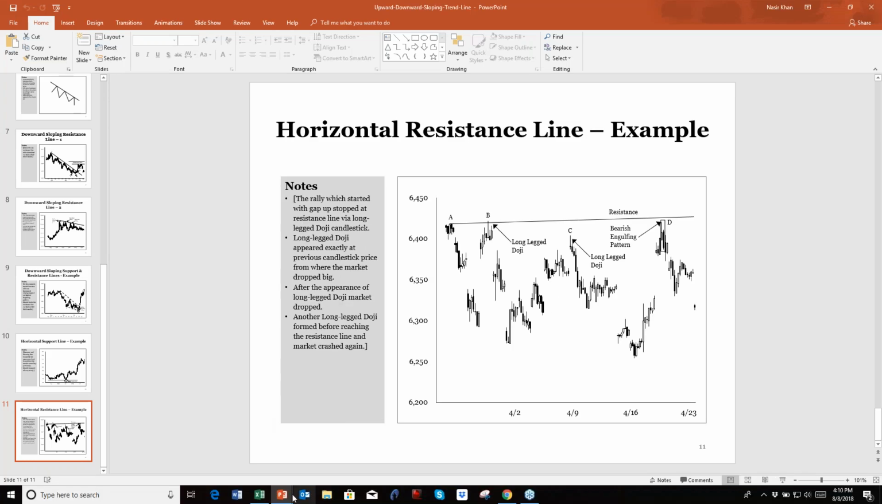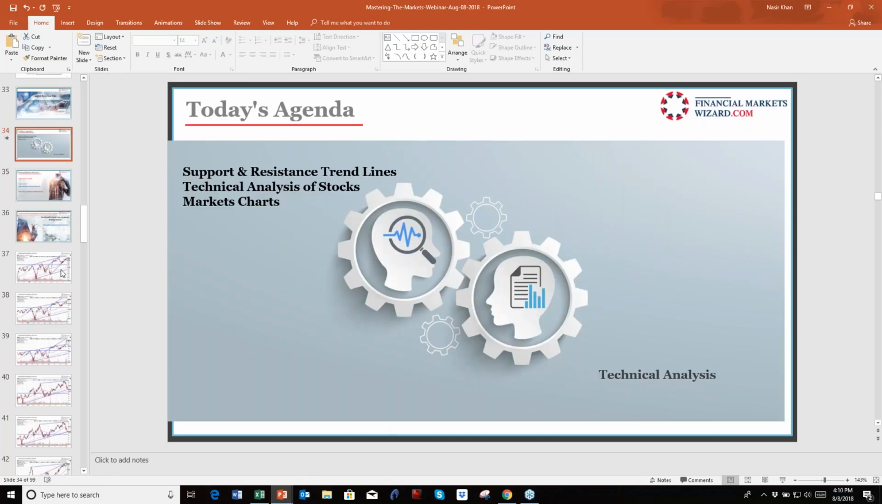So that's it for this session, and then I'll show you the charts in another slide. We covered just a little bit of support and resistance lines.